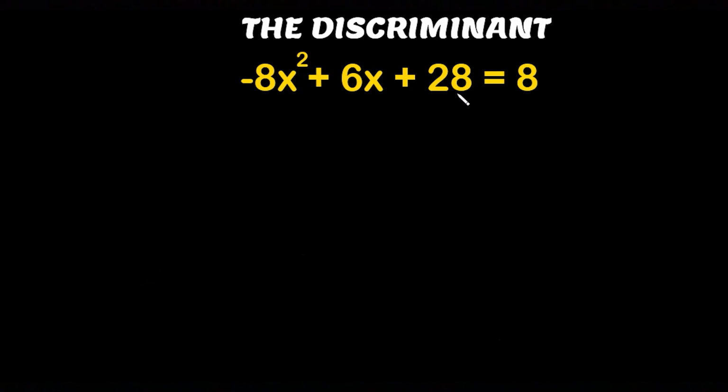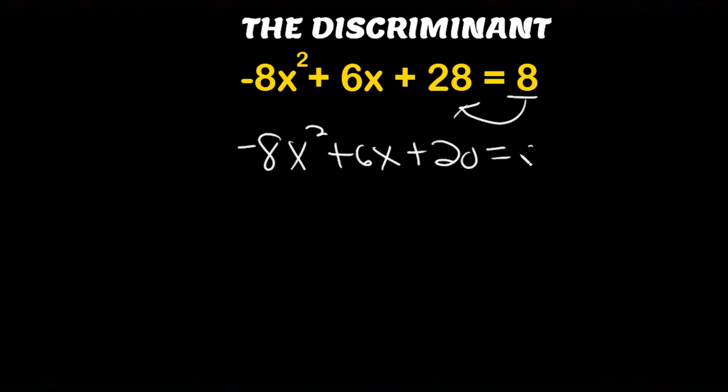So here's our next example. Same thing, we have to take this positive 8 right here and move it over. So that's what we're gonna do. We get negative 8x squared plus 6x. 28 minus 8, I get plus 20. And again, all equal to 0.